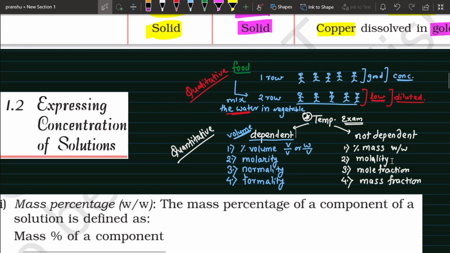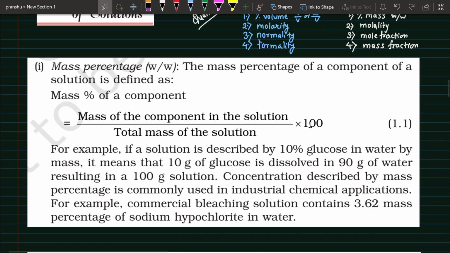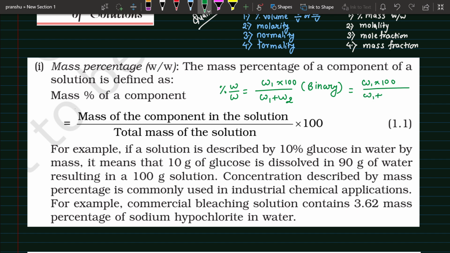Let me explain one by one in detail. So what is our first term? That is percentage by mass. This is the mass of component in solution divided by total mass of solution. We can simply say that percentage W by W is equal to W1 divided by W1 plus W2 if it is binary, into 100. Or you can say W1 into 100 divided by W1 plus W2 plus W3 if it is ternary.